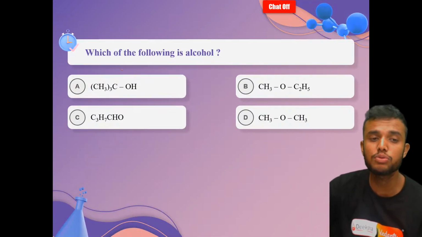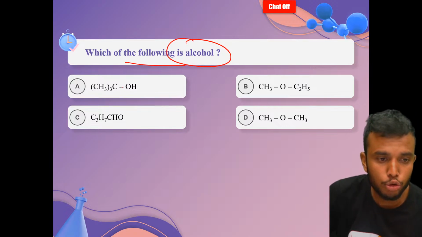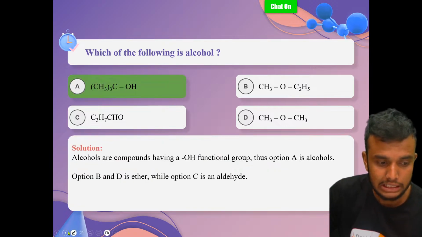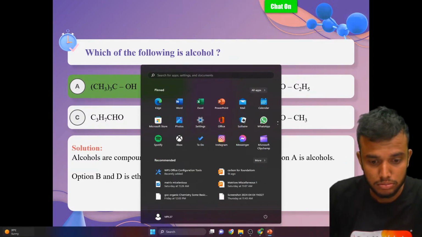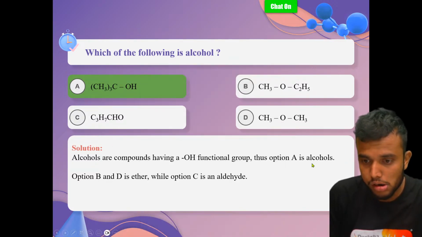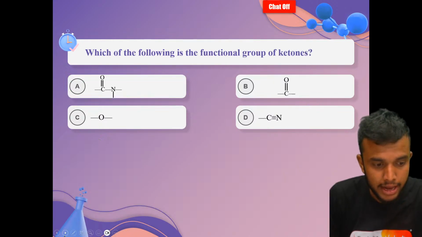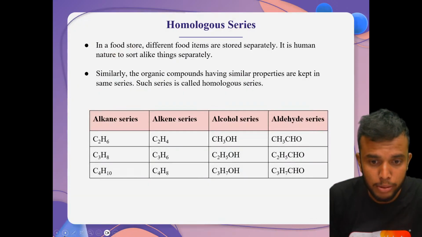Quiz time now, students. Which of the following is alcohol? OH group. This one is alcohol, right? Yes, sir. This one is alcohol. Okay, then next, move on to the next one, ketone group and everything.